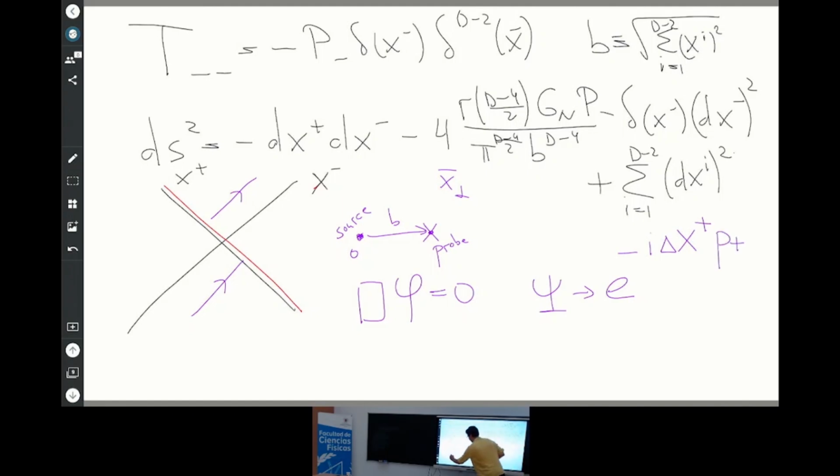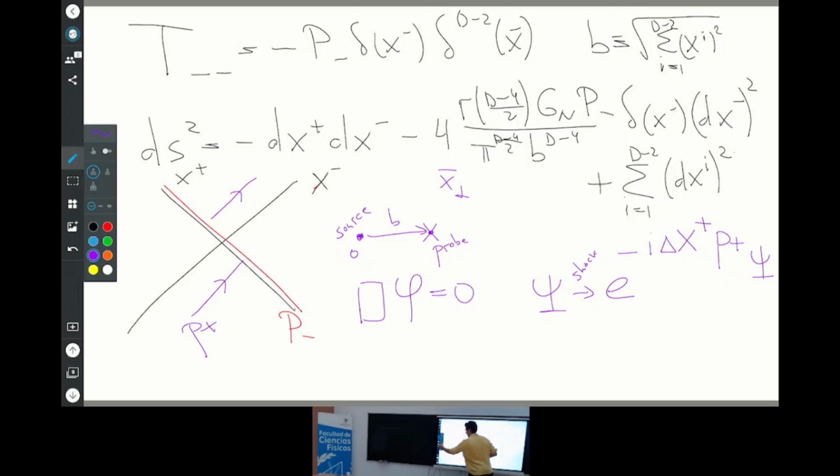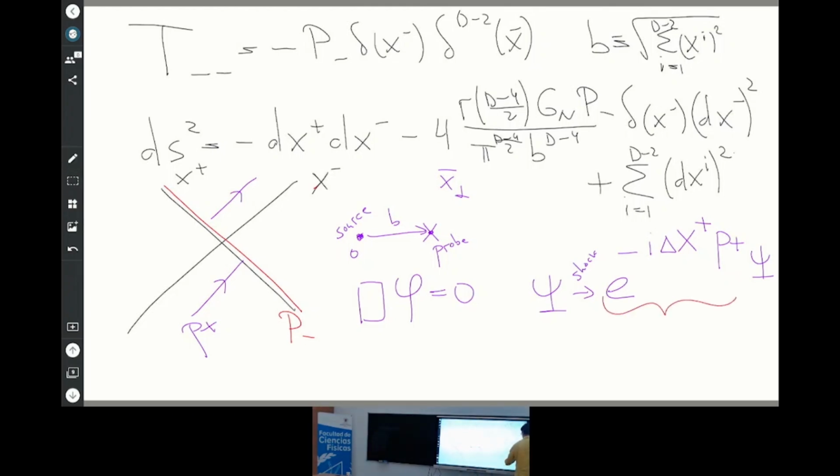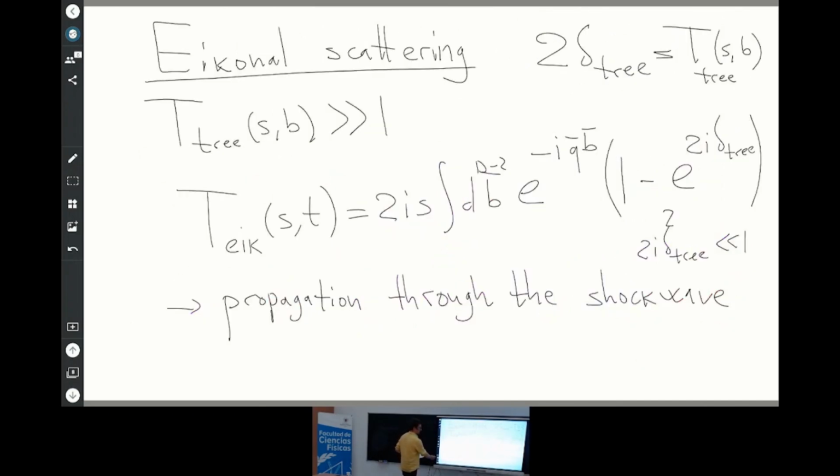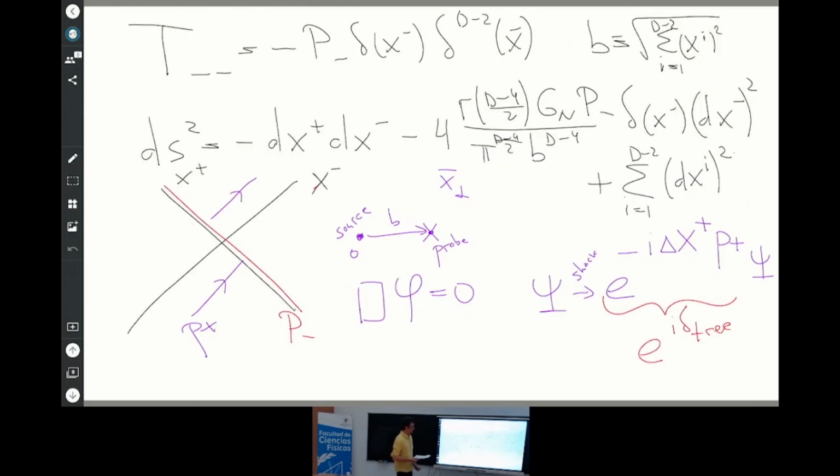So P plus is the momentum of this guy. This guy carries momentum P minus. And so the effect of the propagation through the shock, so this is the shock wave, is exactly this phase. And this is precisely the phase which appears here. So therefore, this formula exactly describes the propagation through the shock wave.